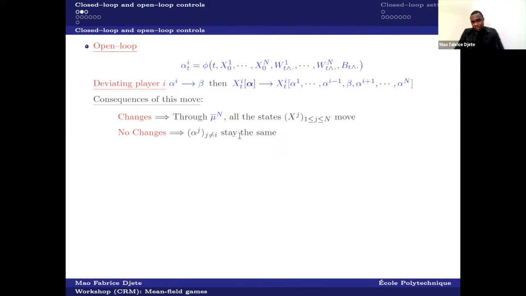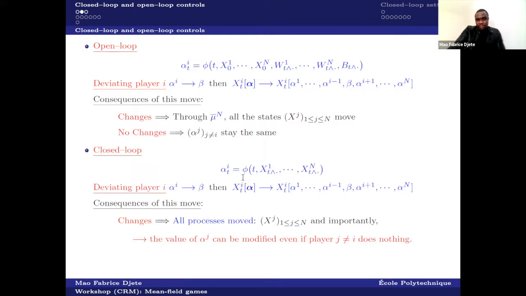And this is not the case for the closed loop part. In the case of closed loop, we consider alpha i to be a map of time, of course, and the position of all the players. So it's something like that. And the deviating player i, when it chooses to use beta instead of alpha i, literally as previously, the state x i is going to be this one. And here, there is one main difference. First of all, of course, all the state processes are going to move.